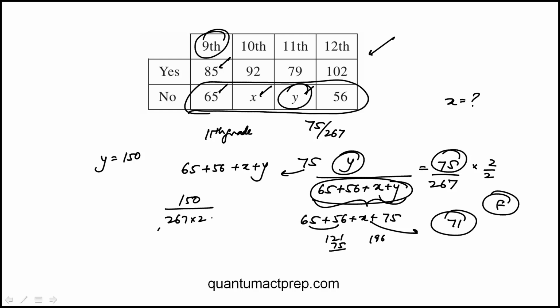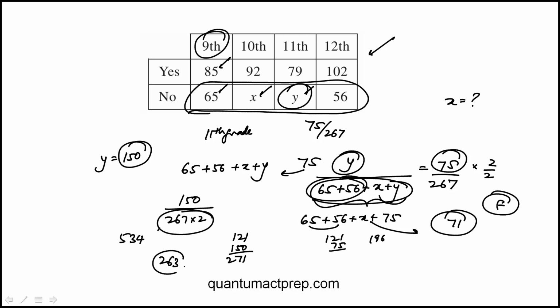So let's do that. The denominator needs to be 534. So then I add those two, 121 and 150, to get 271, and then I subtract that from 534. So I would get 263 in that case, which is not in the answer choices. And that's why the answer is 71, choice F.